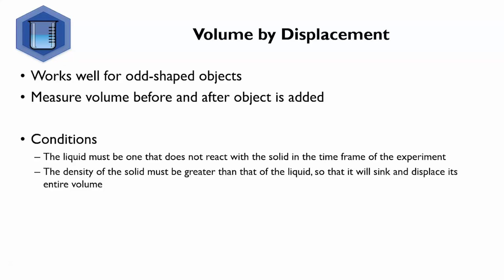There are a couple conditions you have to be concerned about when measuring volume by displacement. The liquid must not be one that will react with the solid in the time frame of the experiment. So if something is a very slow reaction over a few days, it'll be okay to measure it in there for just a few seconds. And the density of the object must be greater than that of the liquid. If the solid is floating on the top of the liquid, then you are not truly measuring the exact volume of that solid. So you have to make sure that your solid will sink in the solution or the liquid that you're using.